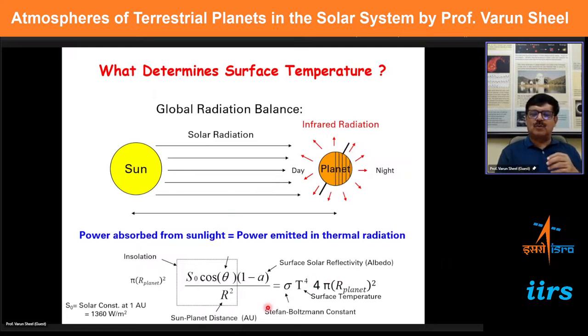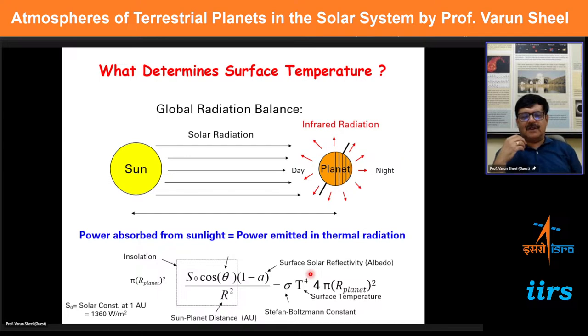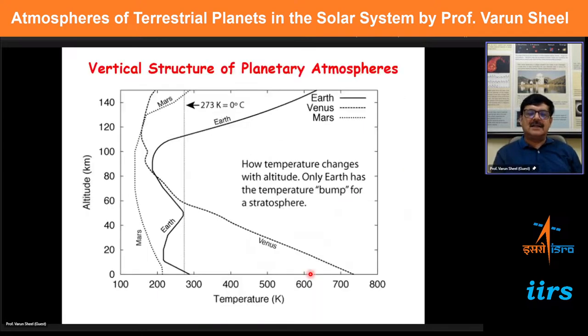So I'm not going into too much detail here because in the audience there are students from different backgrounds, but particularly students from a physics background would understand that the theory of black body radiation can be applied here. And if you do a small calculation for each planet like Venus, Earth, and Mars, you would get the temperature of each planet, what it looks like.